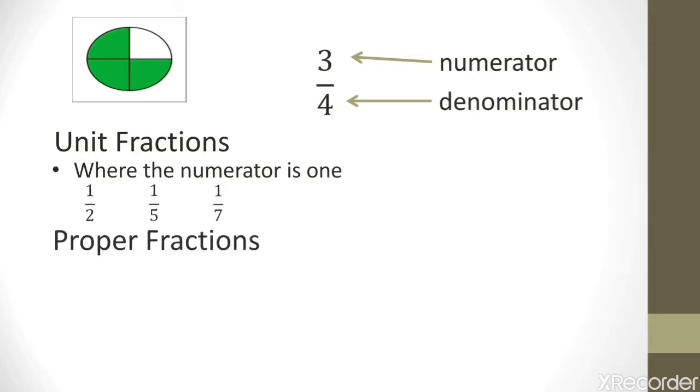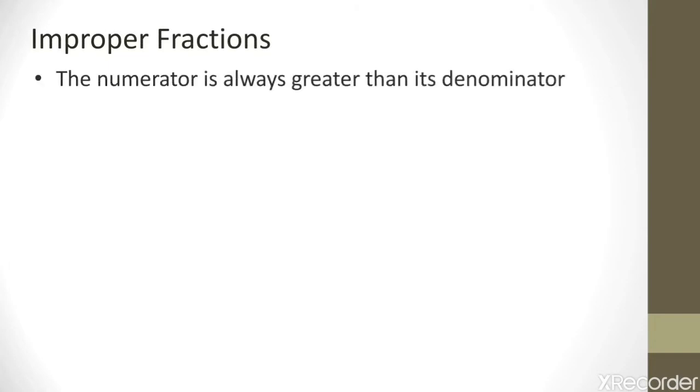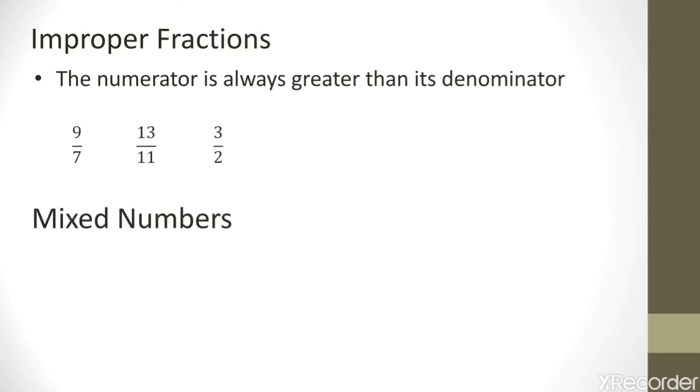Thereafter you have to know what proper fractions mean. Proper fractions mean the numerator is always less than its denominator, like 4/7, 3/8, 1/4. Then improper fractions. The numerator is always greater than its denominator. If you remember what proper fractions mean, then easily you can remember improper fractions too, like 9/7, 13/11, 3/2. Then thereafter we have learned what mixed numbers mean.